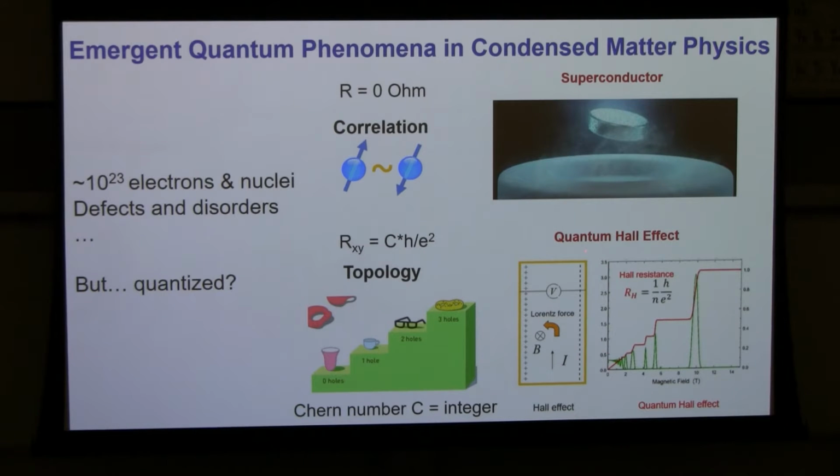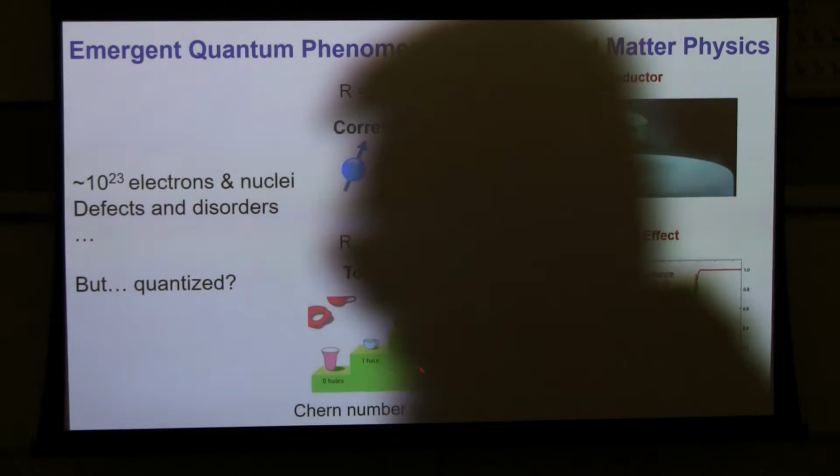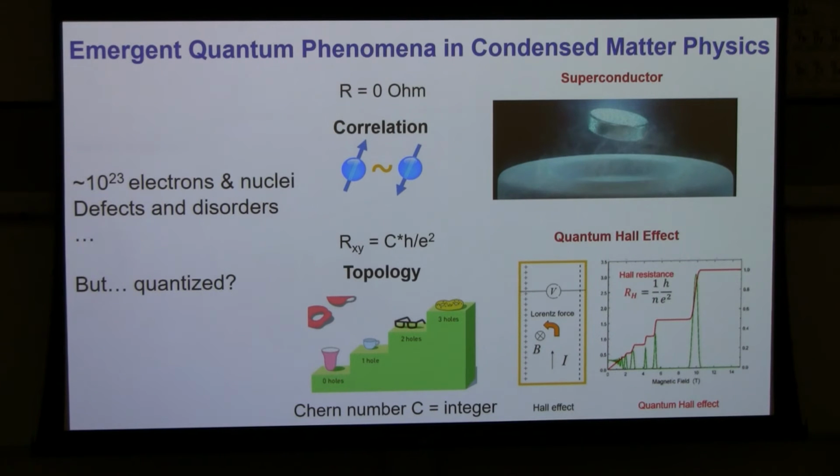For example, in the integer quantum Hall effect, you pass a current in the longitudinal direction, you subject it to an out-of-plane magnetic field, and then you get a quantized value of the transverse voltage, proportional to the Hall resistance determined by h over e squared, and an integer n. This n is later known as a Chern number. It's an integer, precisely quantized, and it tells you there are different topologies of different states here.